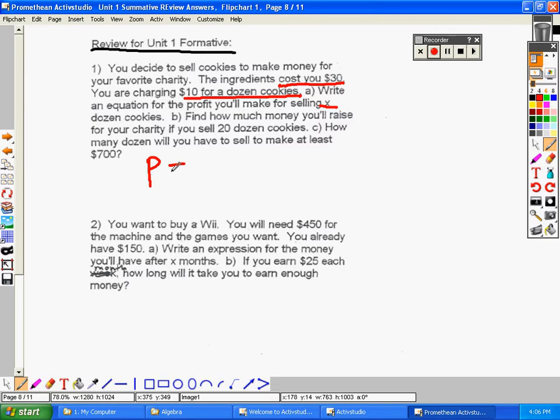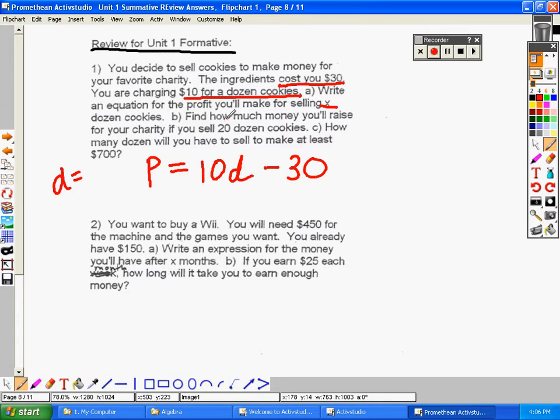So how am I going to make a profit? Well, first of all, how much you're going to sell your dozen. You don't know one thing in this problem. You don't know how many dozen cookies. So we know for every dozen we'll make $10, so that's 10D. But then we're going to subtract 30 because it was a cost to you. And then this is how you'll make profit: the money you make from the cookies minus the expenses.